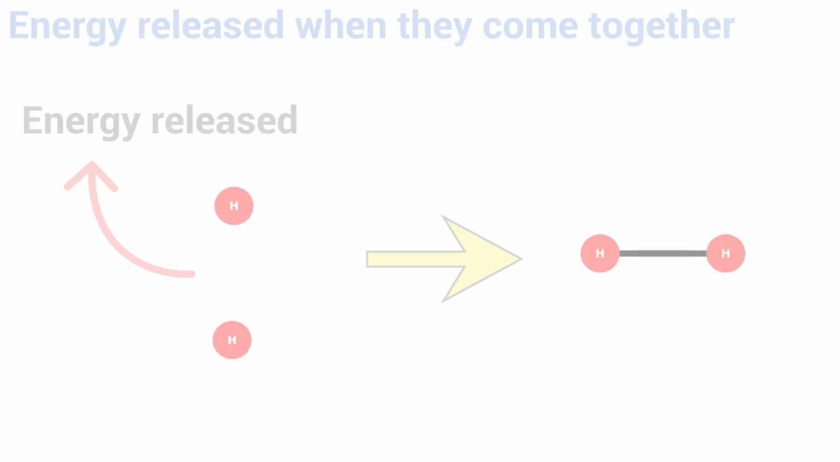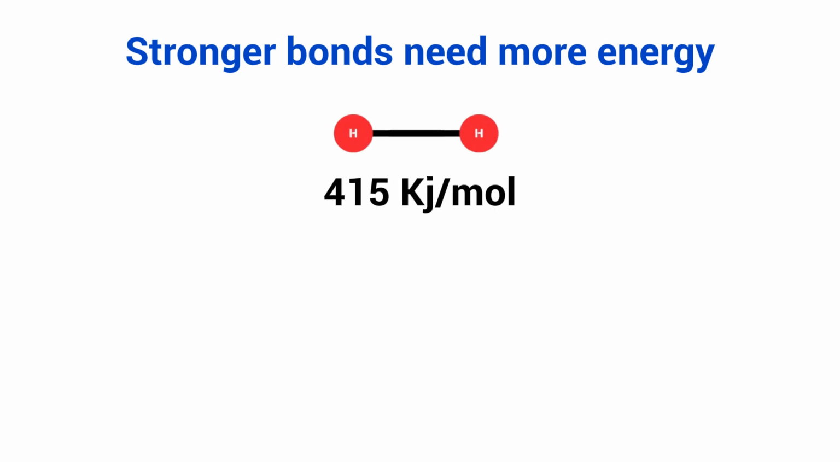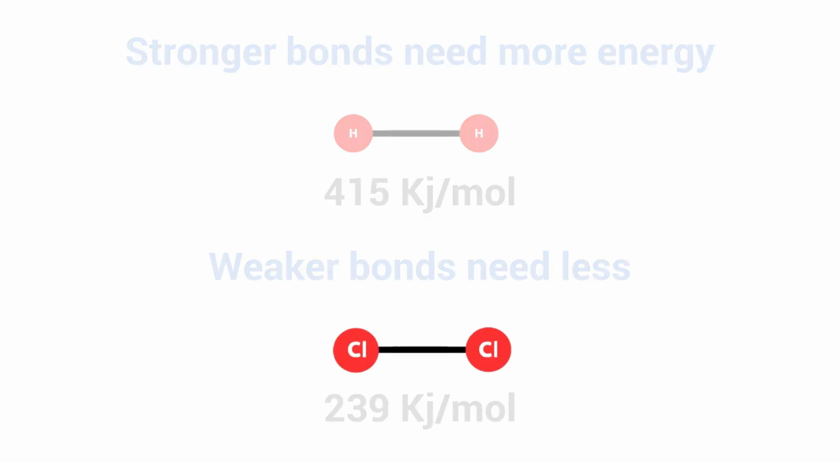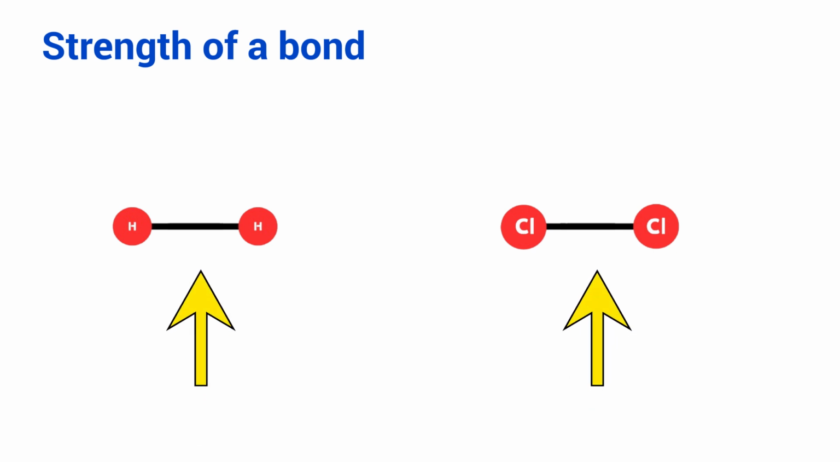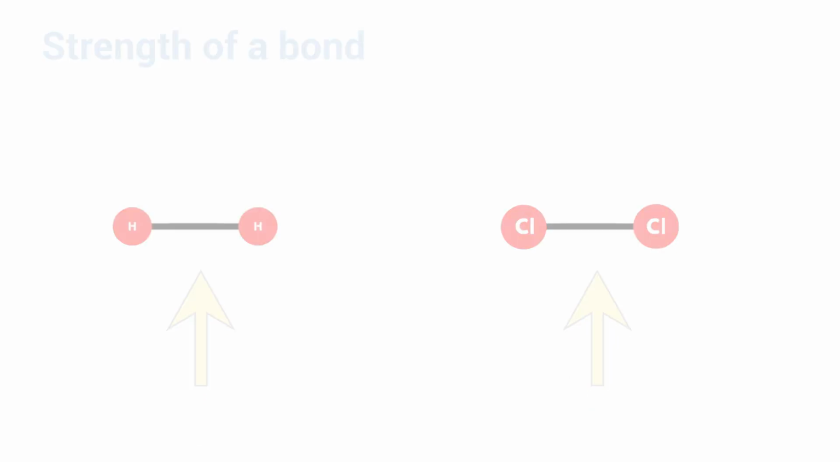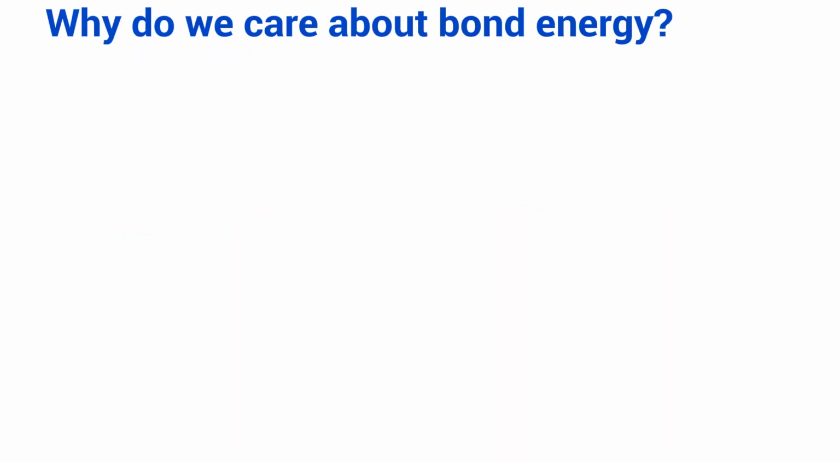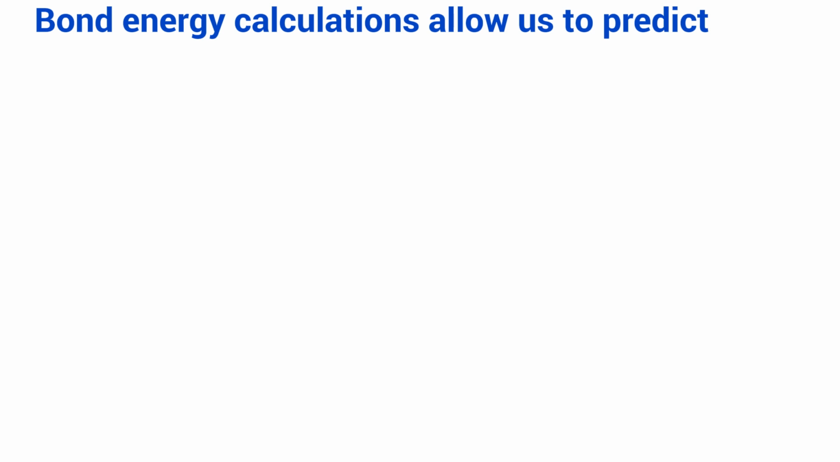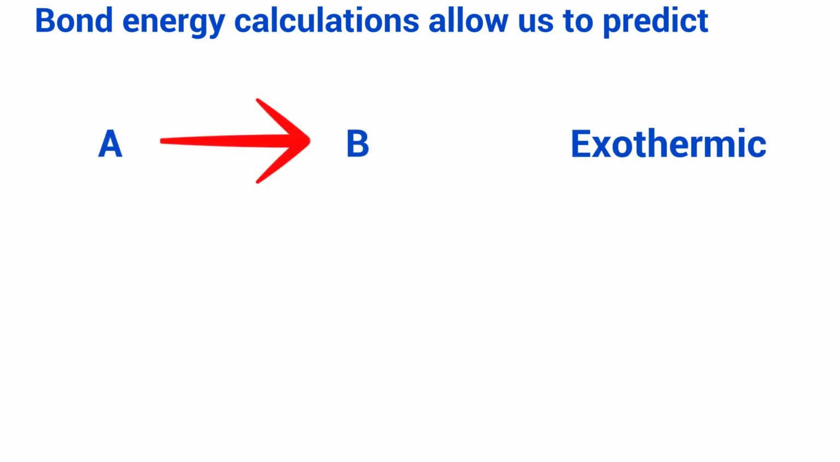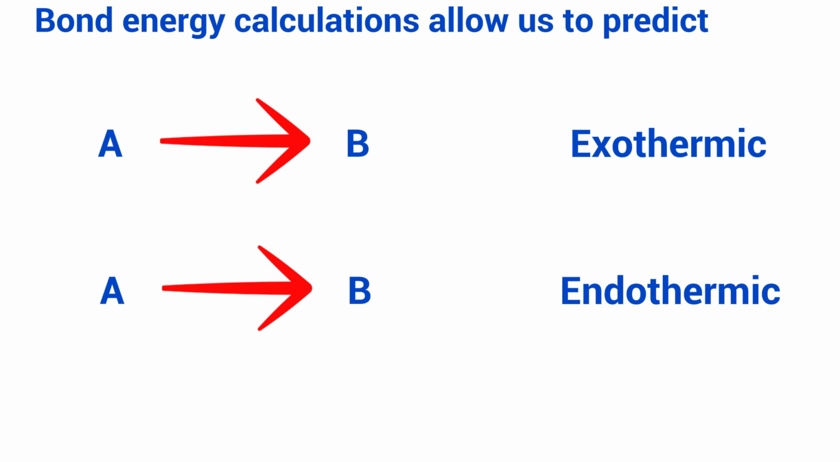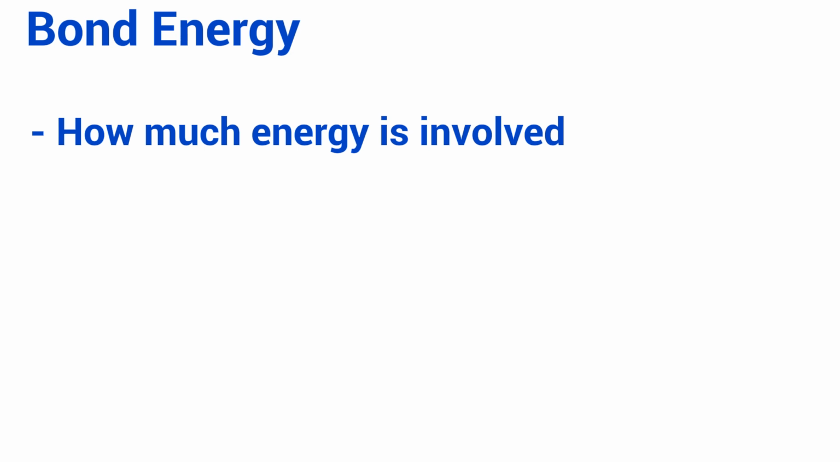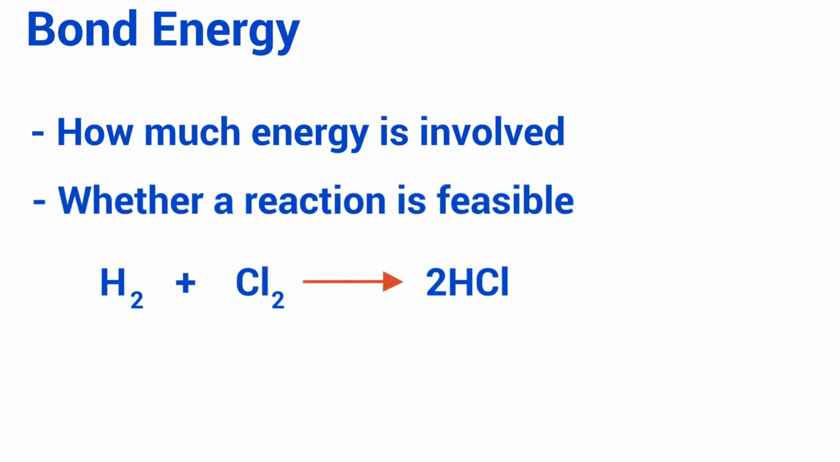to form a bond. Think of it like this. Stronger bonds need more energy to break, while weaker bonds need less. The bond energy gives us an insight into the strength of a bond. Now, why do we care about bond energy? Bond energy calculations allow us to predict whether a reaction will release energy, making it exothermic, or absorb energy, making it endothermic. This helps chemists understand how much energy is involved in chemical processes and whether a reaction is feasible.